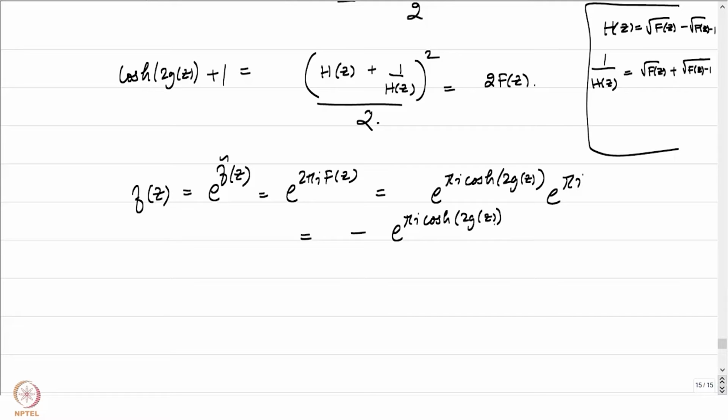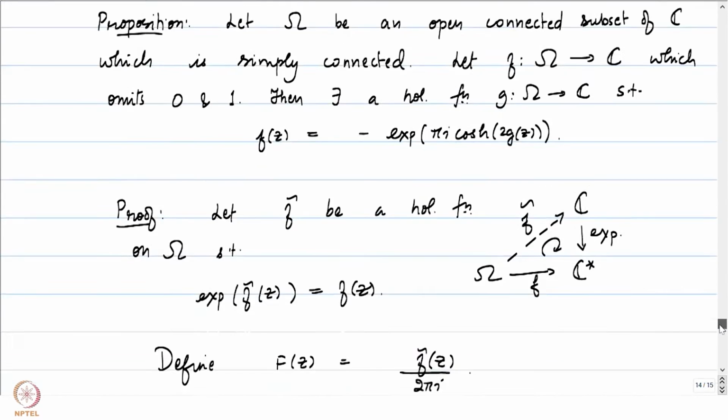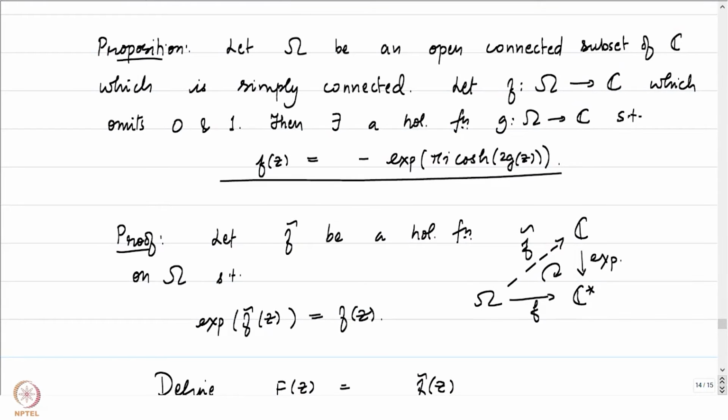And that is precisely what we were trying to prove. So we have now got a function g which is defined on the domain omega, which is a simply connected domain, which satisfies the condition f of z is equal to minus of the exp of pi i times cosh of 2g of z.